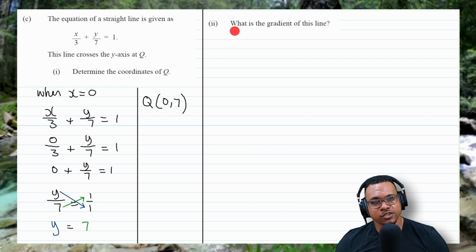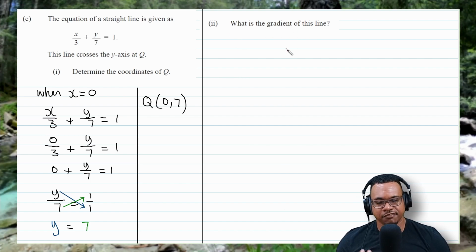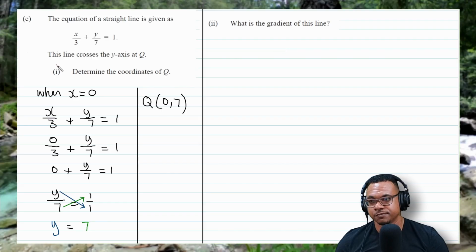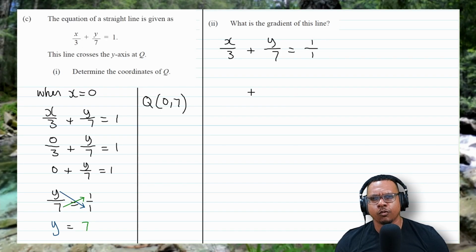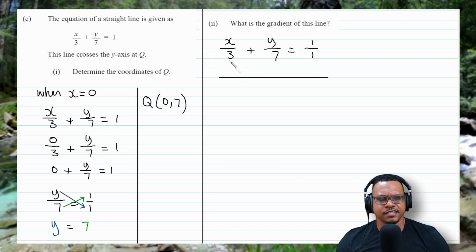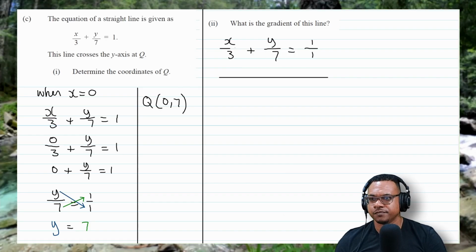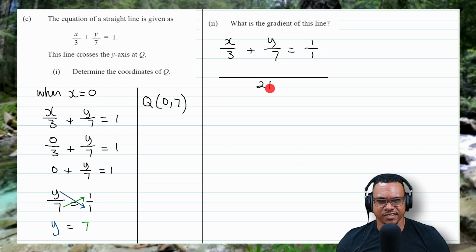So for part 2, they want to know what is the gradient of this line. And to find the gradient of this line, we need y as the subject of the formula, and then we can determine the gradient. So we'll have x over 3 plus y over 7 is equal to 1. And I'll write that as 1 over 1. What I'll do here is find the LCM. So the LCM of 3, 7, and 1 would just be 3 times 7, which is 21. So 21. I'll say 3 into 21 is 7.